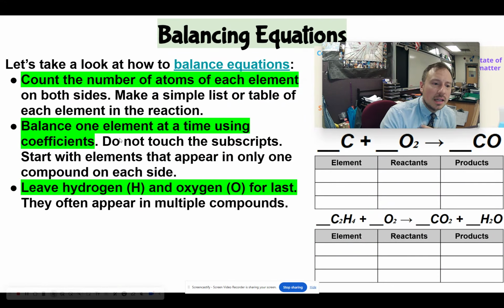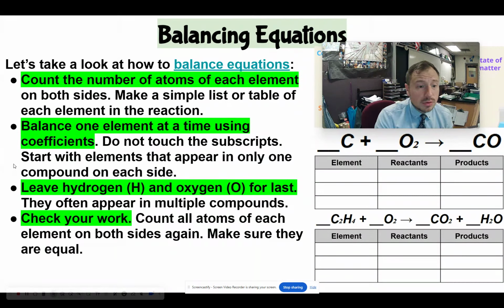Now, I like to say leave hydrogen and oxygen for last, because a lot of the times those come in diatomic elements, and it's going to be easy to affect those without affecting anything else. Sometimes you're not going to have hydrogen and oxygen in the reaction. Sometimes it might make sense to balance one of them first, right? But this is just a good general rule to help us out.